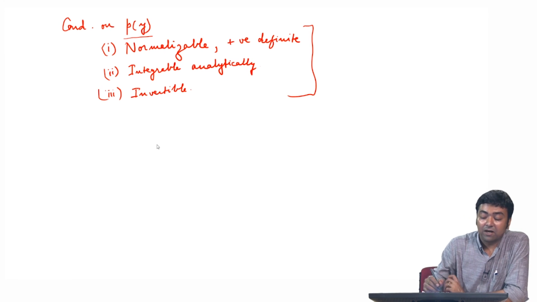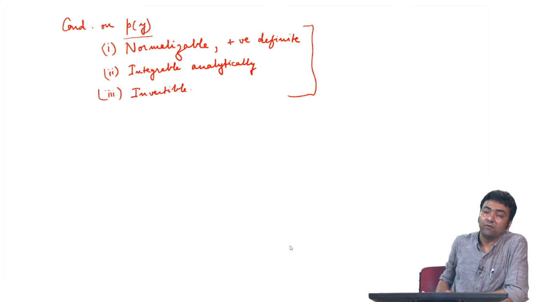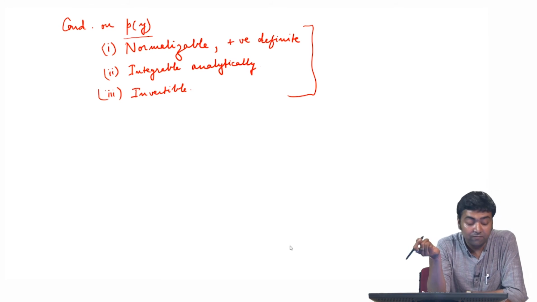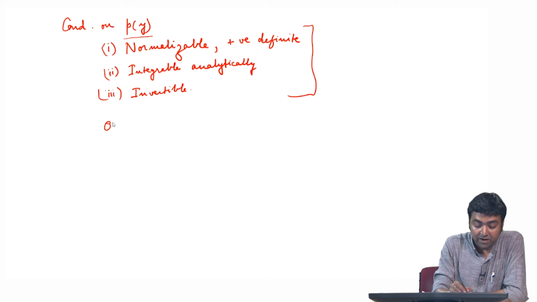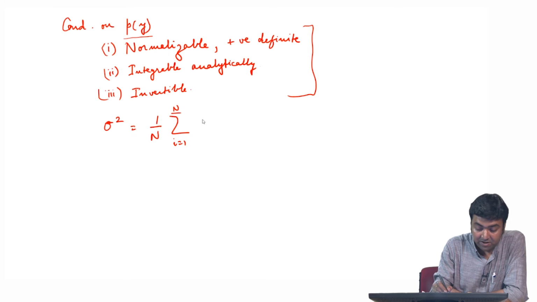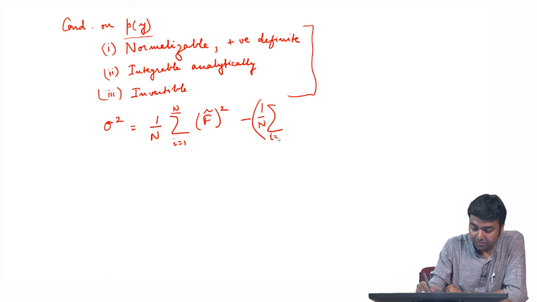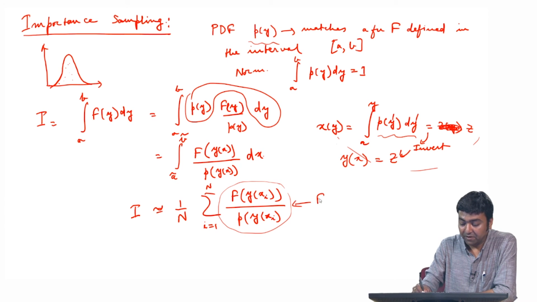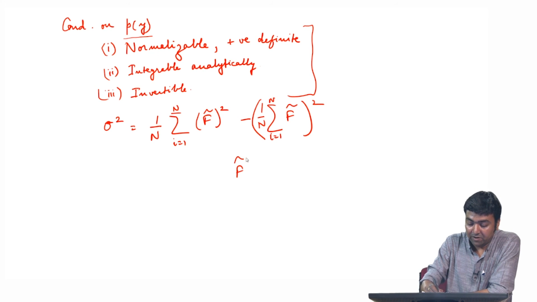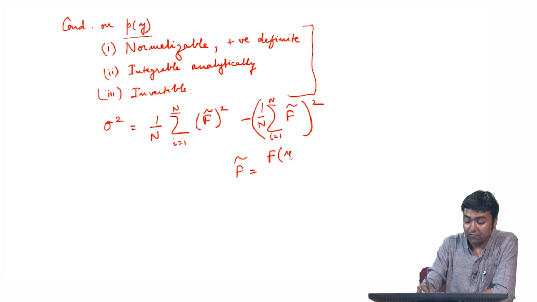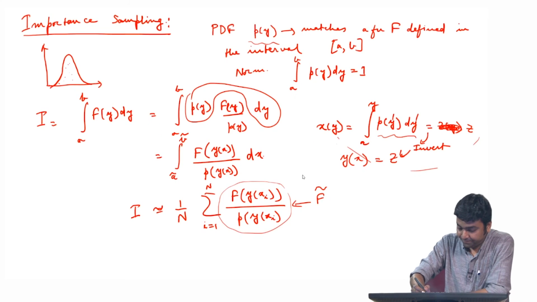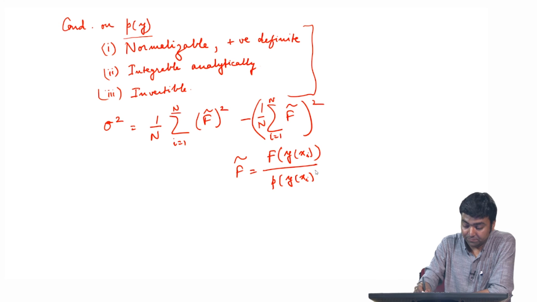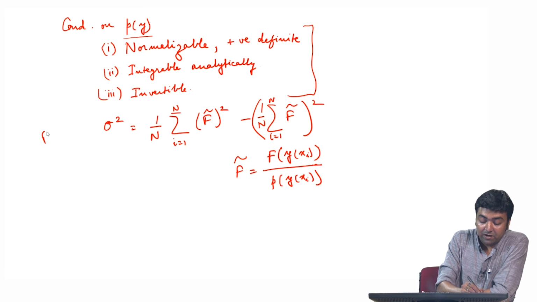Having said this, if we can come up with a probability distribution function whose shape matches the shape of the integrand that we are interested in, this is a very efficient way, and the error or the variance can be computed in the following way: the sum over i equals 1 to n of f tilde squared over n, minus the square of the sum over i equals 1 to n of f tilde over n, where f tilde is the modified function, f of y(x_i) divided by p(y(x_i)). This is my error estimate.